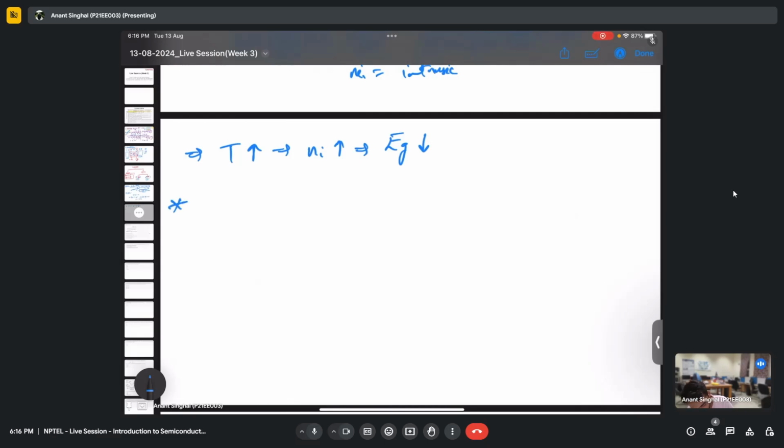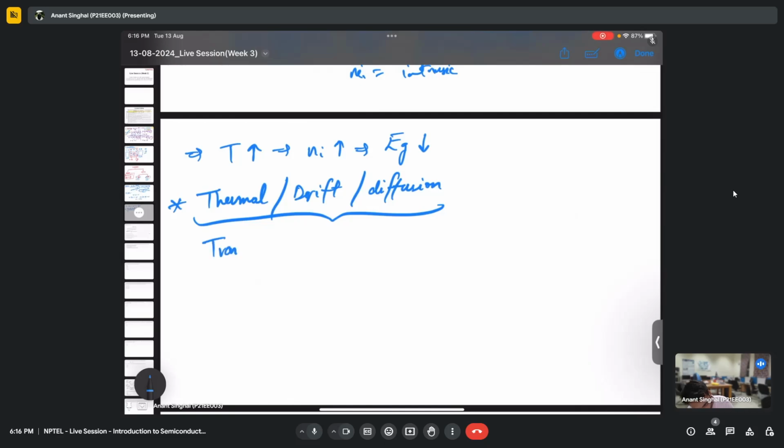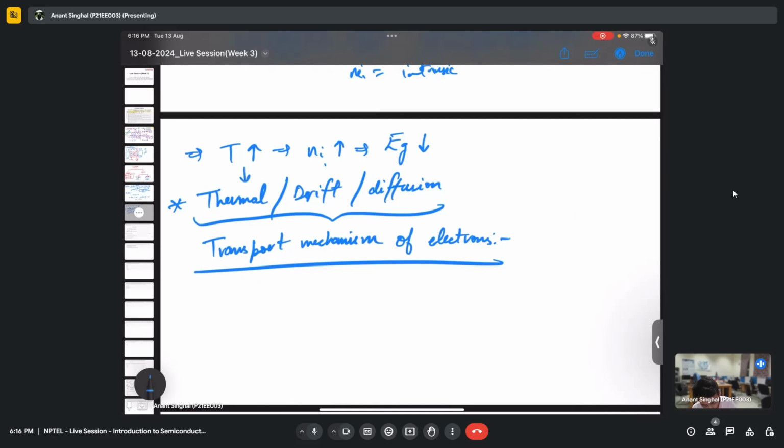So I'll come to the main topic of the lecture, which is thermal motion, drift, or diffusion mechanism. These all come under the transport mechanisms of electrons. This is a topic that we will be covering this week, and we'll be solving the assignment problems related to this. One is thermal, then we have drift, which is due to the applied electric field, then we have diffusion, which is due to the concentration gradient in the doping. So let's start.